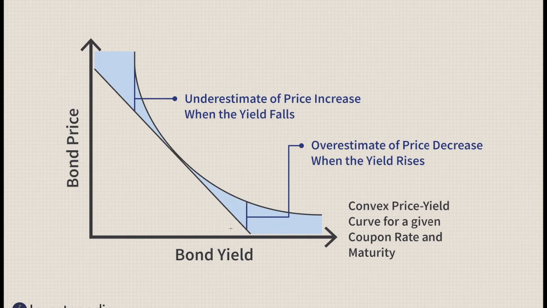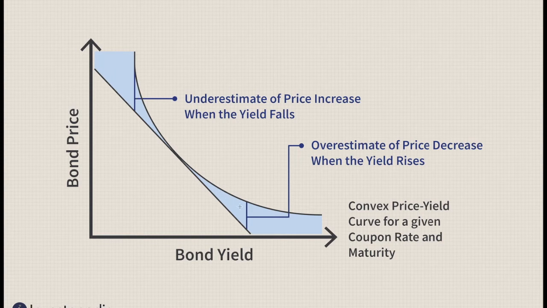So when the bond yield rises, we have an overestimate of the price decrease using the duration technique. Now, when the bond yield goes to the other side, which means that when the bond yield decreases, we have an underestimate of the price increase using the duration technique.